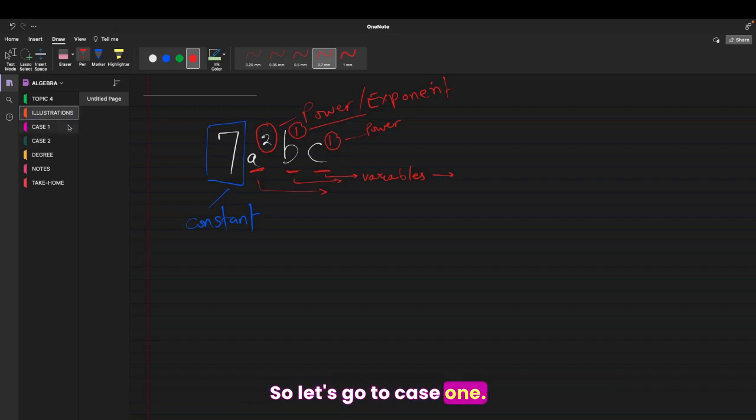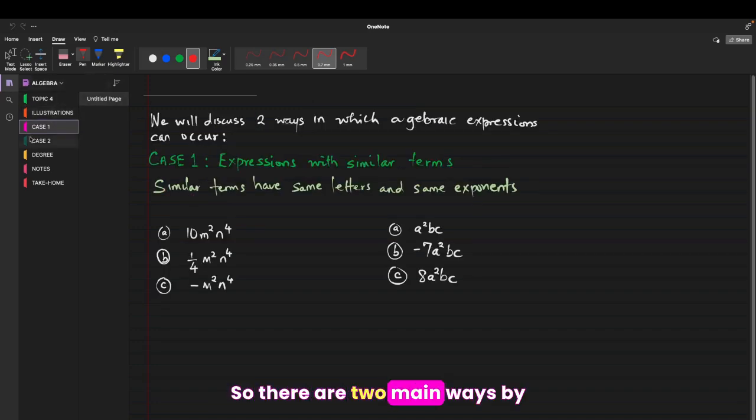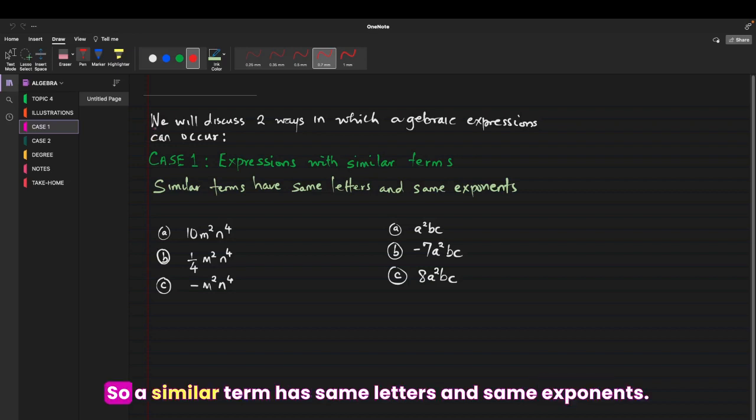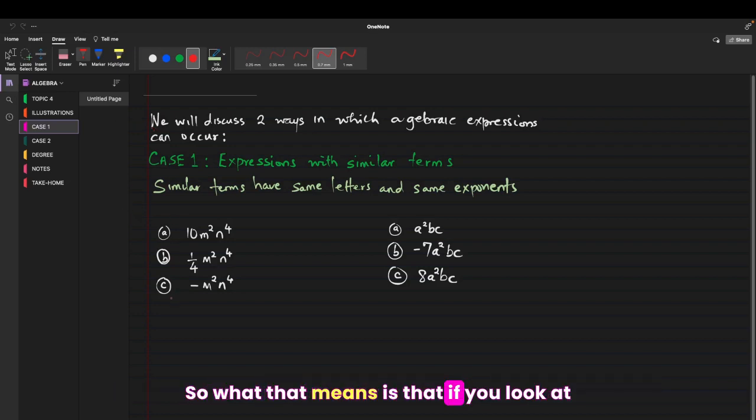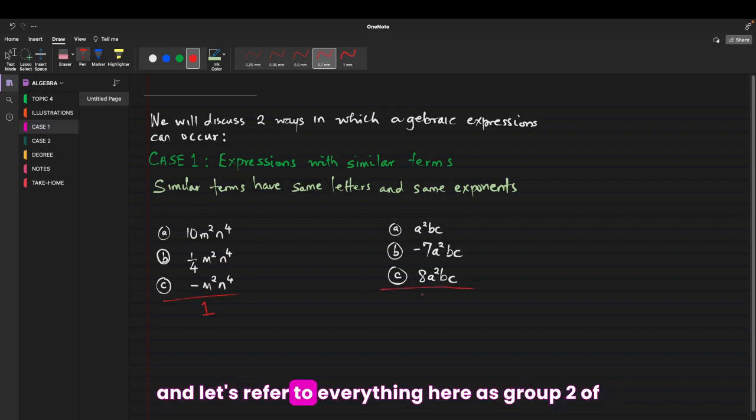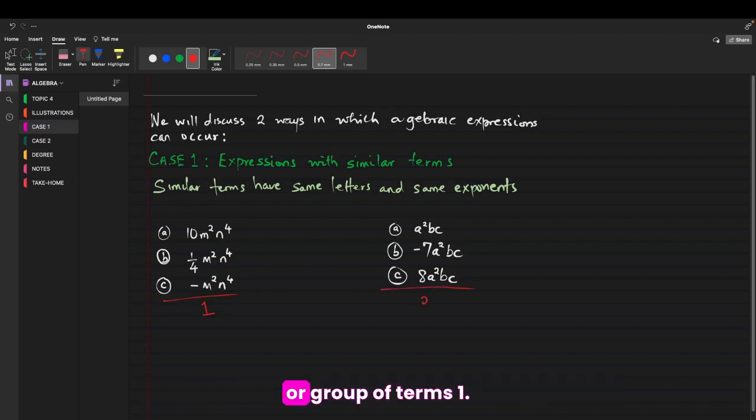So let's go to case 1. There are two main ways by which algebraic expressions can be represented, and case 1 is expressions with similar terms. A similar term has the same letters and the same exponents. So what that means is that if you look at group 1, let's refer to everything here as group 1, and everything here as group 2, group of terms 1, group of terms 2. So now we say similar terms have the same letter and the same exponent.